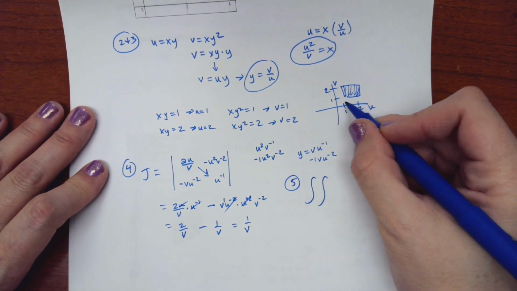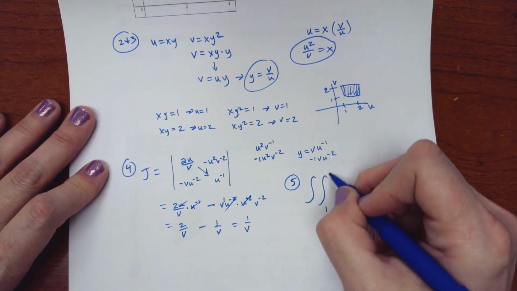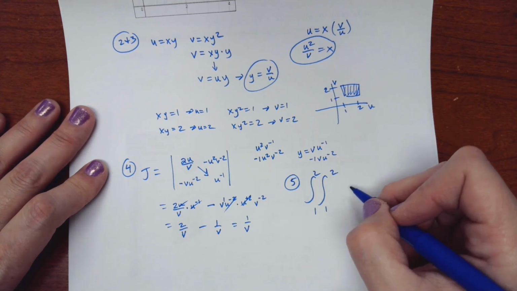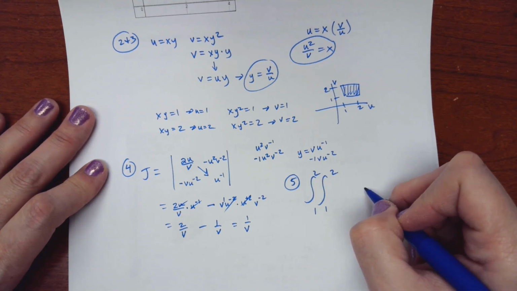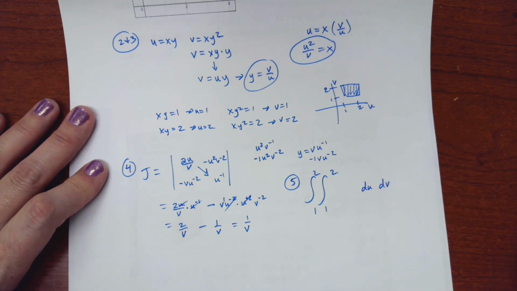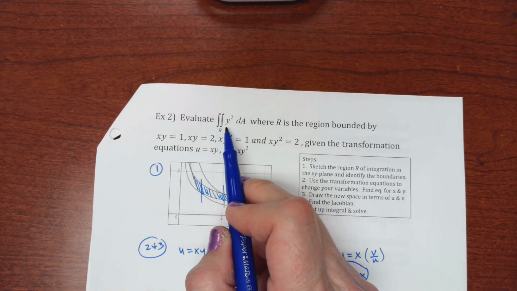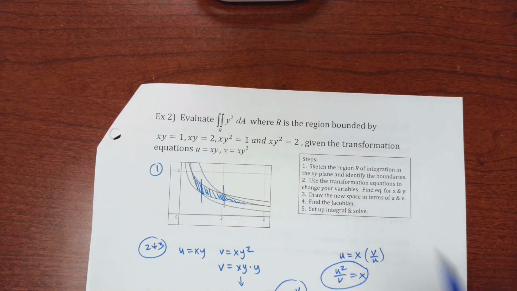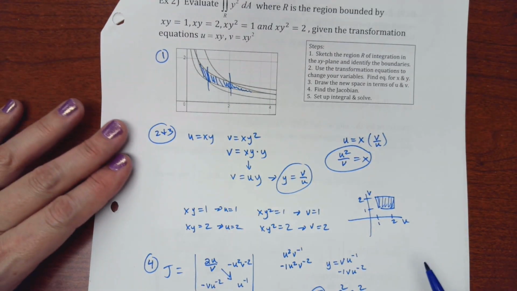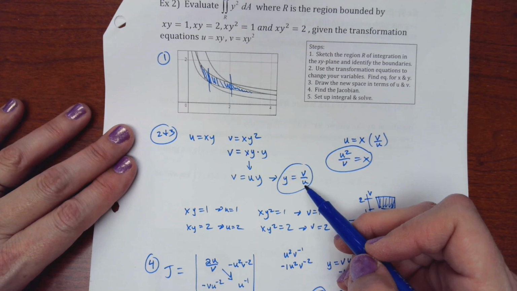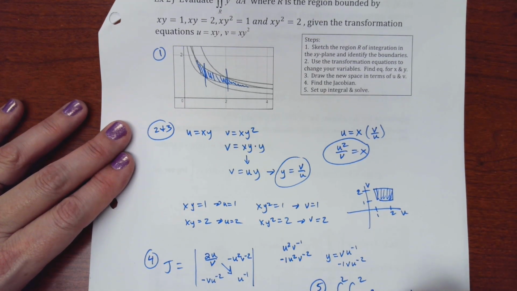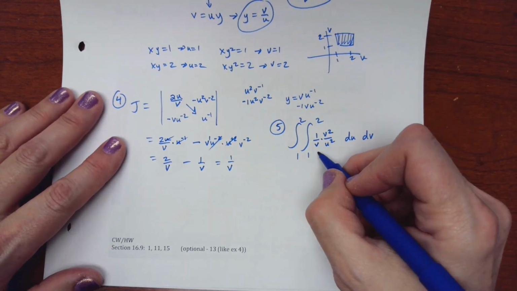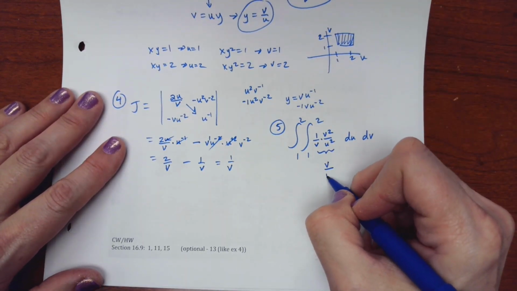So I have a double integral, I'm going from 1 to 2 in each direction. So 1 to 2, 1 to 2, and I have du and dv. And I've got y squared. So y squared is going to be, y was v over u, so that's going to be v squared over u squared. And remember, I'm going to put my Jacobian of 1 over v. All right, so that cleans up to be v over u squared.